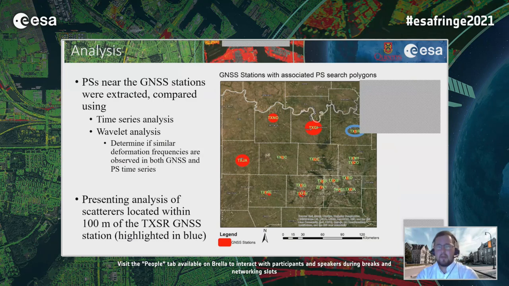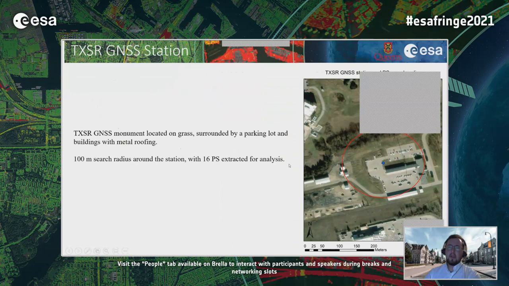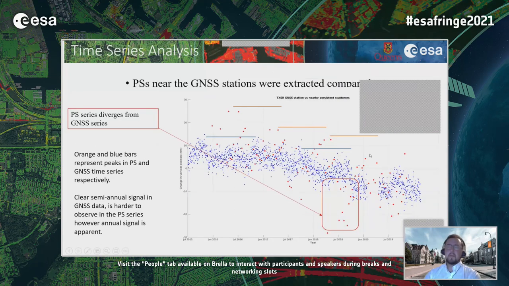So the PSs near the stations were extracted and compared using first a time series analysis and then a wavelet analysis. For this example, I'll be showing data extracted from within 100 meters of the TXSR GNSS station. The TXSR GNSS monument is located on grass surrounded by parking lot and several buildings with metal roofs. Within 100 meters, which is represented by this red circle, 16 PSs were extracted.